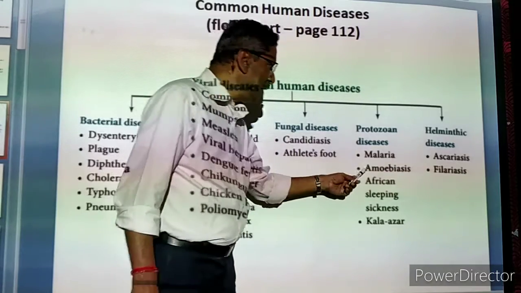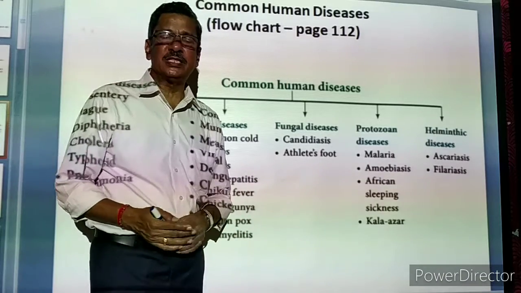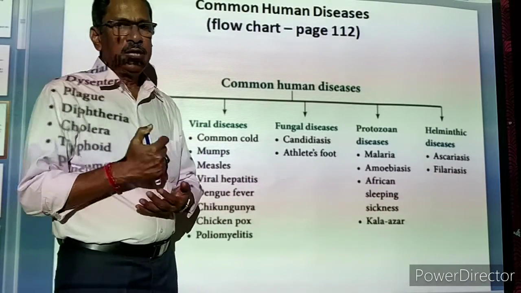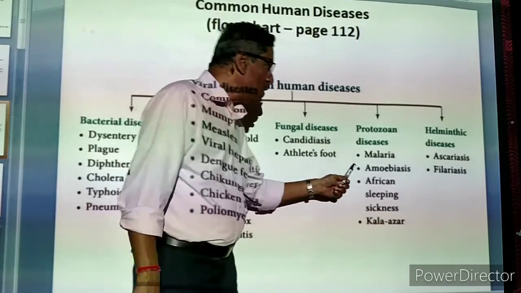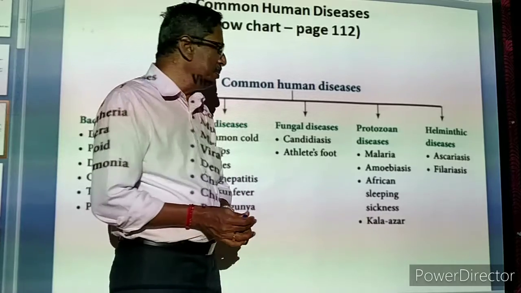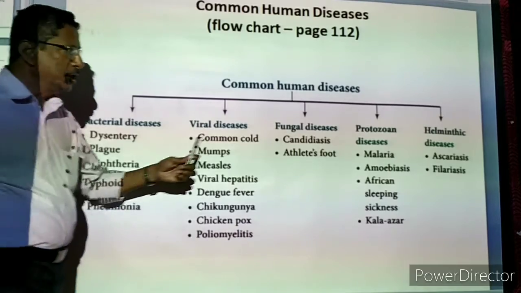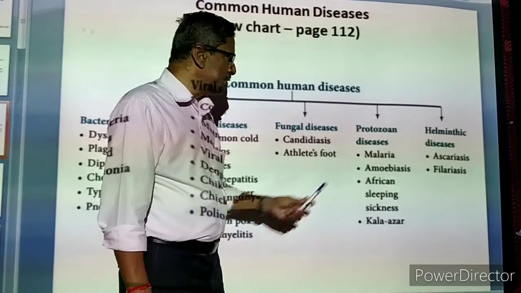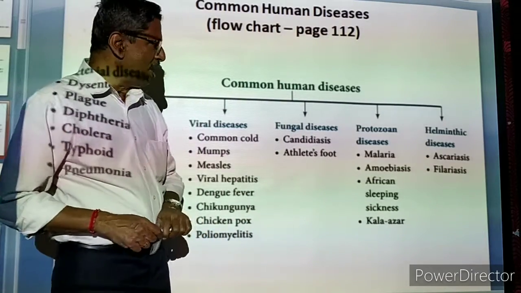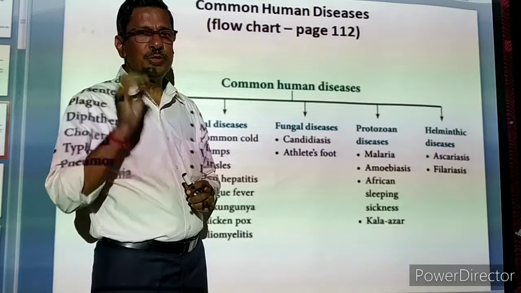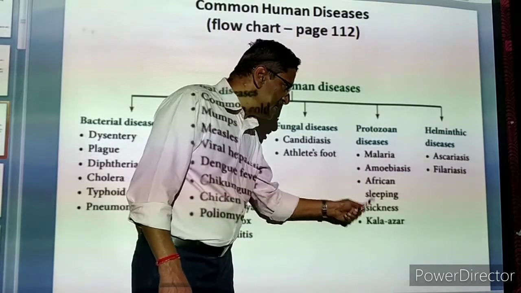Amoebiosis. Now see the spelling: A-M-E, but we have to pronounce it O-E. We have to call it amoebiosis. It is a type of amoeba, a parasitic amoeba. They enter the body, settle in the large intestine, and cause diarrhea. That is called amoebiosis. It is a type of dysentery. I already told you here, dysentery: loose motion plus blood or mucus will come. Then African sleeping sickness. Why are we calling it African? The first time the disease was identified was in Africa, so it is called African sleeping sickness.